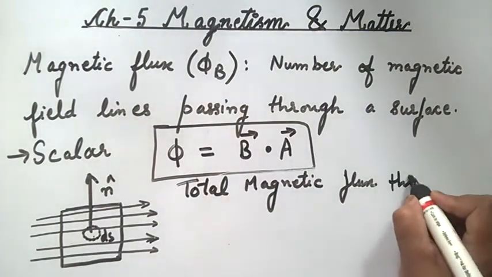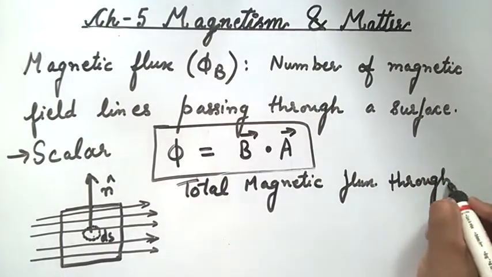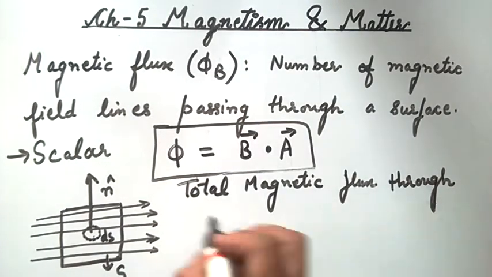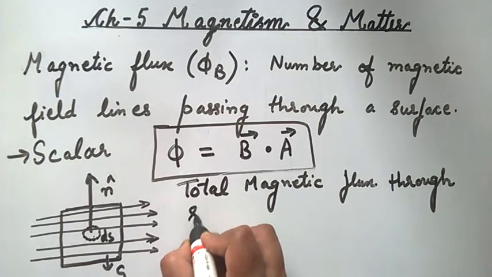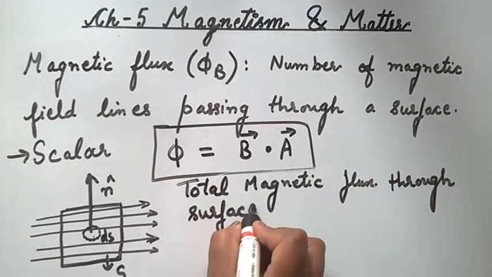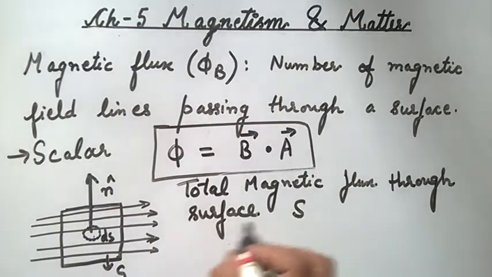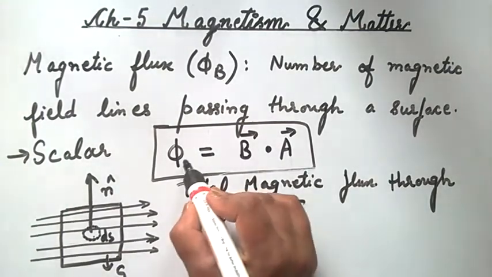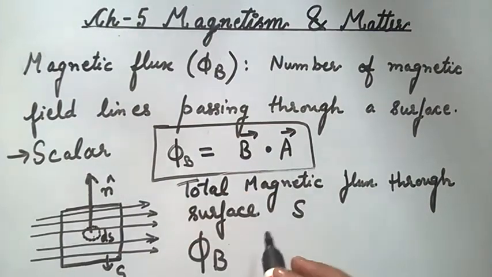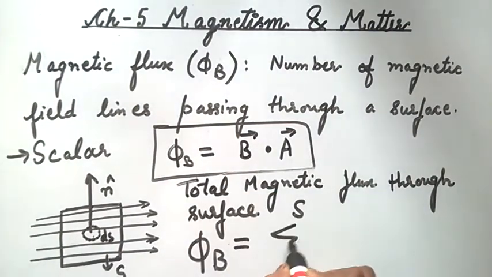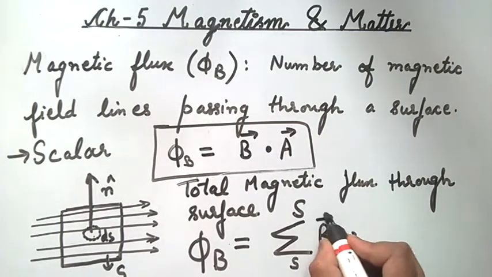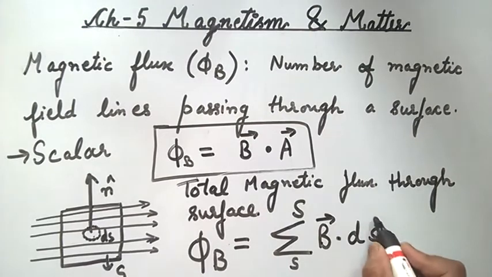let us suppose this is the total surface S. The flux through surface S is equal to phi B. Here it is also magnetic flux, and it is the summation over S of B vector dot dS vector.